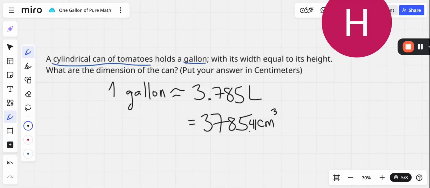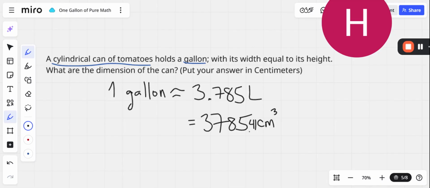So if you call the manufacturer, or if you call the tomato production company, distribution company, and you ask them, hey, what size cans do you have? And maybe a guy is just looking over in the inventory and says, oh, we have gallon cans, and the height's the same as the width. And then maybe the phone line gets cut off. It's a mystery. Well, how tall is the can in that case?